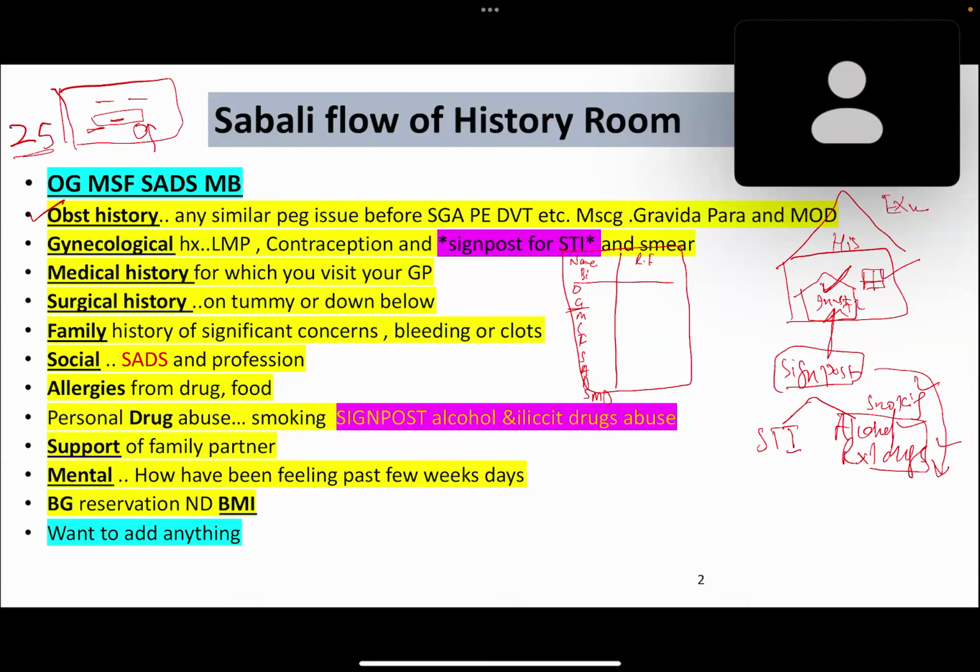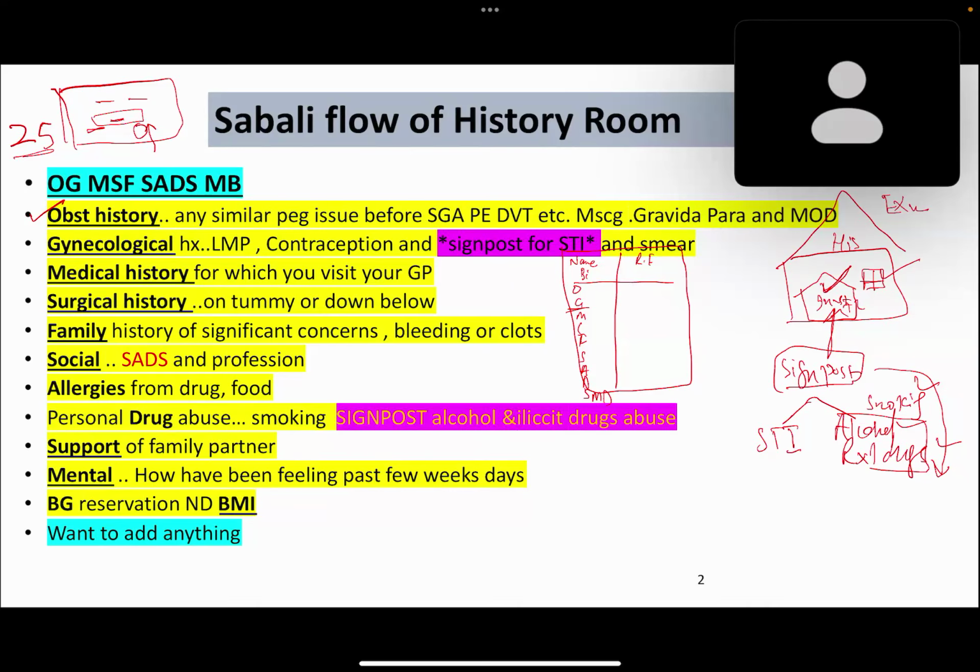surgeries, anatomy, ask about the family history, and then SADS mnemonics is for social. How is her profession, what she's working, then is she allergic to food and drug. Then D for drug abuse. So here, smoking, alcohol, illicit drug, and S for support at home. M for mental conditions, like how she has been doing and feeling, blood group and reservation, and BMI.